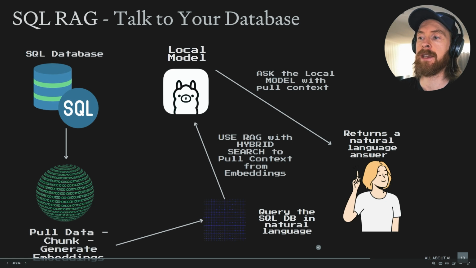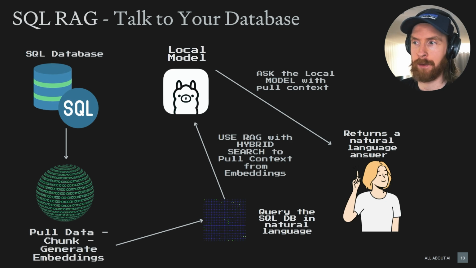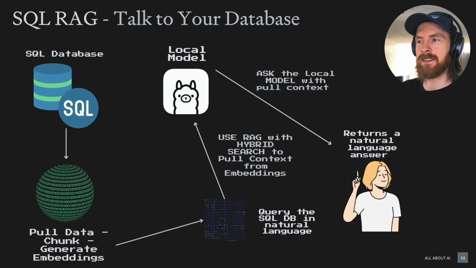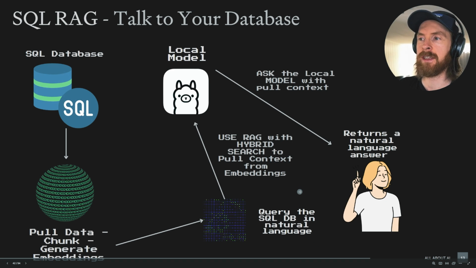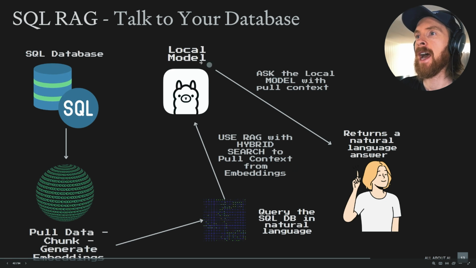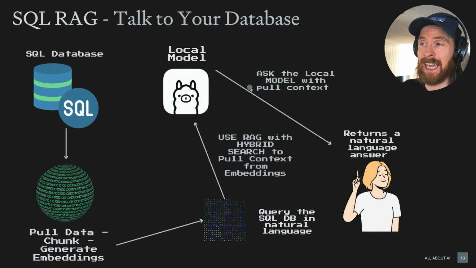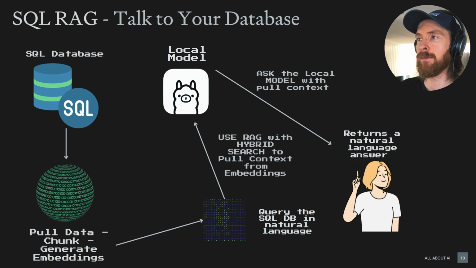Then when we run our RAG model, we can just query the SQL database in natural language. So we don't have to use these SQL commands, right, to get the data we want. And we use RAG with some hybrid search I created to pull context from the embeddings, right? And we can just run a local model. In our case, I think we're just gonna run Mistral or Llama 3 using Ollama. And we can again ask the local model with the pulled context, whatever we want, right?